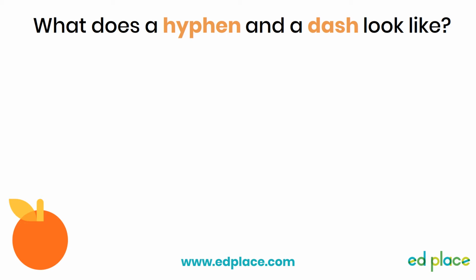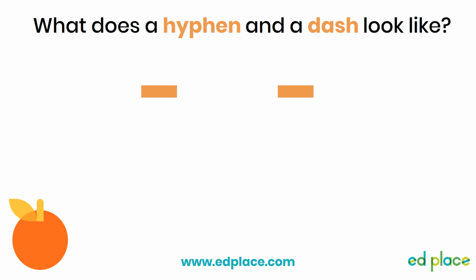Let's start with the million-dollar question. What does a hyphen and a dash look like? This is a hyphen. This is a dash. Can you spot the difference? I'm just joking. They really are exactly the same. How confusing! The only way that we can tell which is which is by seeing them in a sentence.